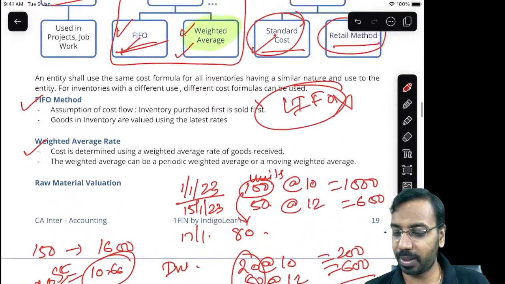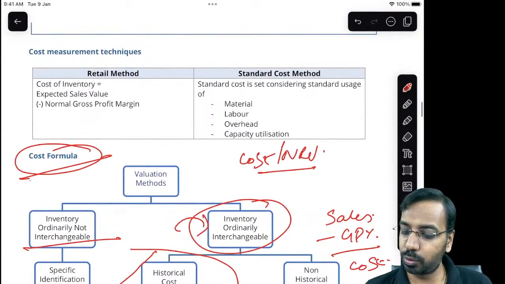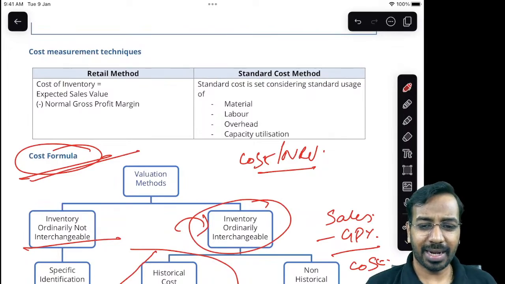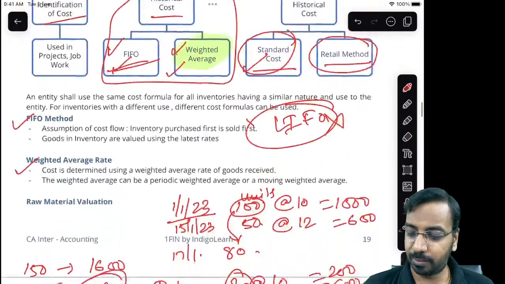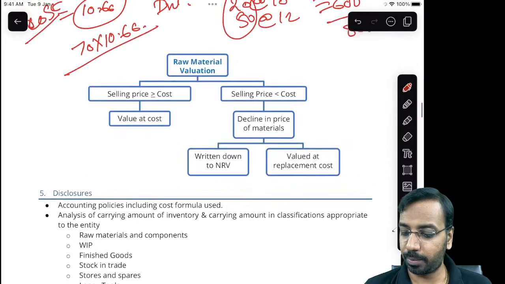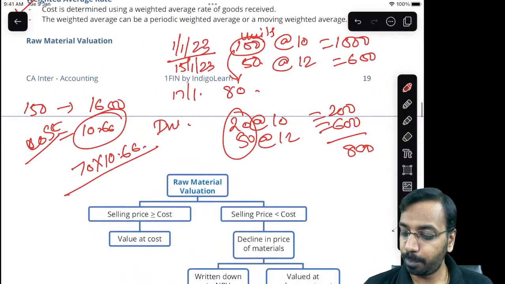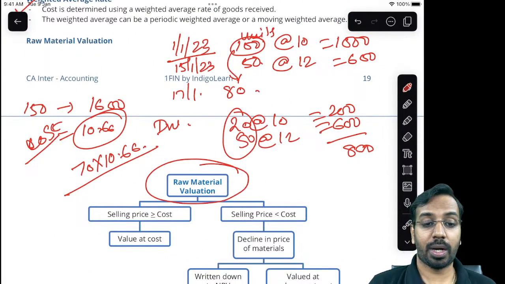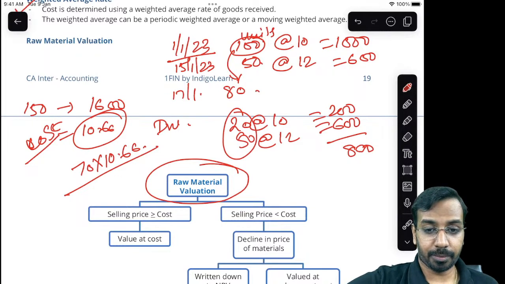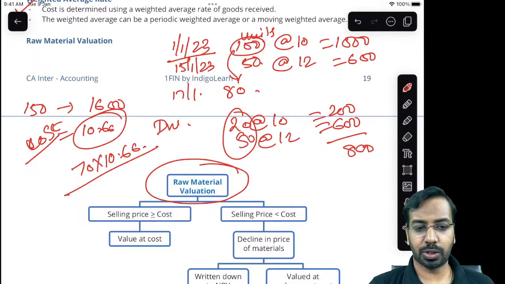That is one aspect, right? So this is how we use various cost formulas. Very rarely we get questions from this aspect, but still, if at all we get questions, we should be able to handle that, right? Now, raw material valuation. This is where I was coming to. Very important. We'll solve one question on this also.